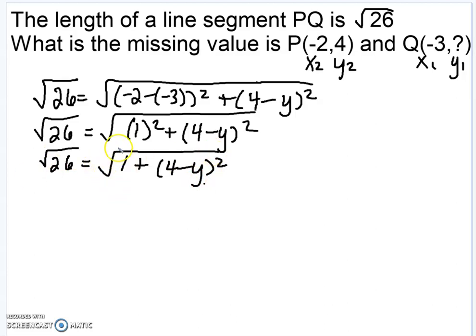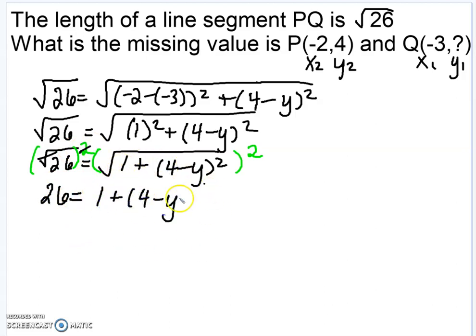Instead, let's see if we can get rid of the square root since everything's underneath it. Since it's a square root, we need to do the opposite of a square root, which is squaring both sides, because a square root and a squared will cancel each other out. So same here, since we have a square root of 26 and a square, these two things cancel out. We end up with just a 26. And over here, we just end up with 1 plus 4 minus y squared. So now we have this and it looks a little clearer.